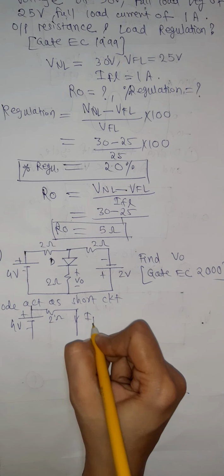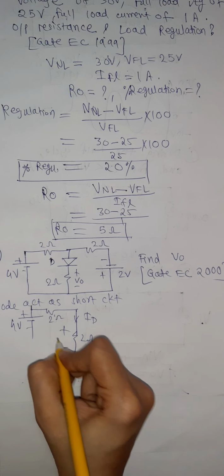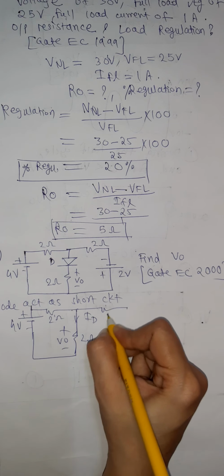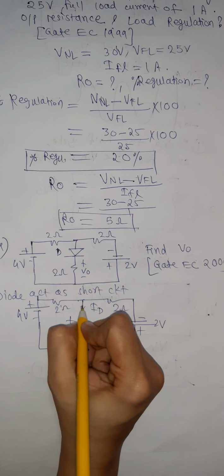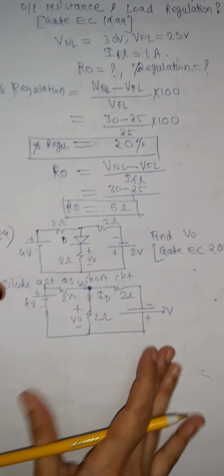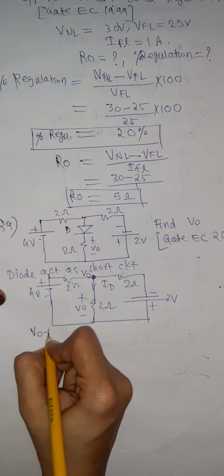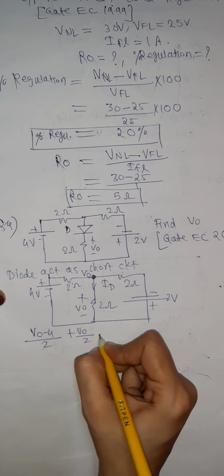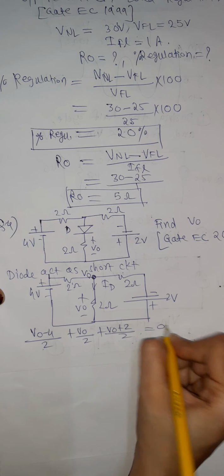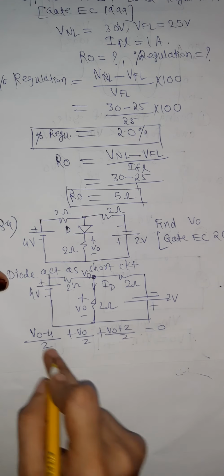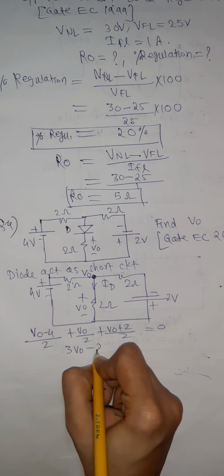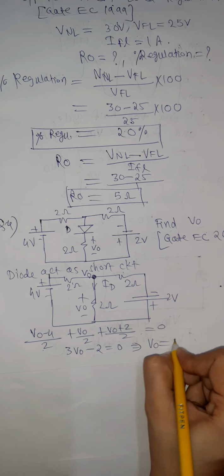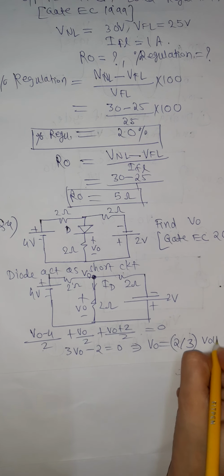This is the short circuited current through the diode, ID. This is 2 ohms, plus minus V0. This is also 2 ohms, minus plus 2 volts. Now I will write here V0. Applying KCL, (V0 minus 4) divided by 2 plus V0 divided by 2 plus (V0 plus 2) divided by 2 is 0. All the 2s will get cancelled out. So V0 plus V0, 2 V0, 3 V0, 3 V0 minus 2 is equal to 0, which implies that V0 is equal to 2 by 3 volts.